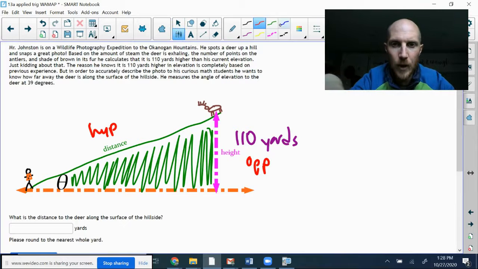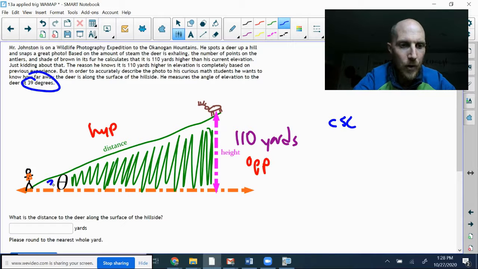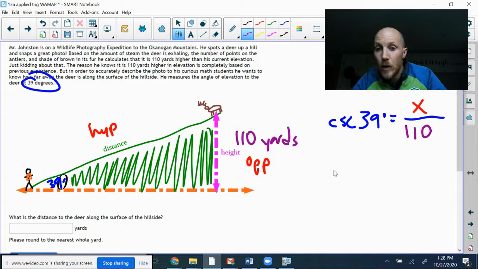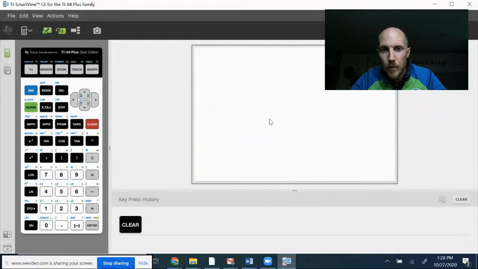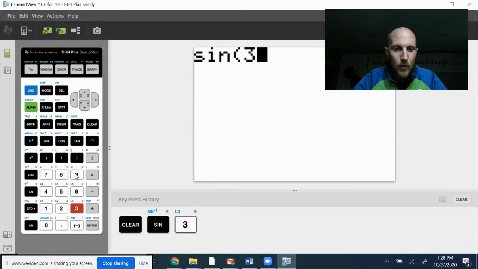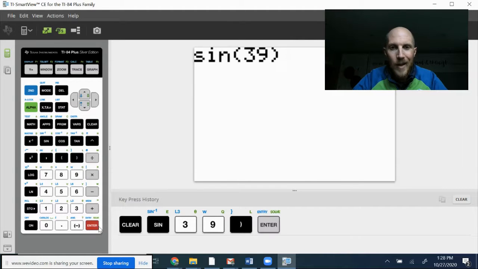So let's set up cosecant of 39 degrees, and that equals the hypotenuse over the opposite side. Okay, so I need to calculate cosecant of 39 degrees. I'm going to pull out my graphing calculator here. In order to get cosecant, I'm going to have to do sine first and then do the reciprocal of it. So we'll take sine of 39 degrees, close the parentheses, enter.